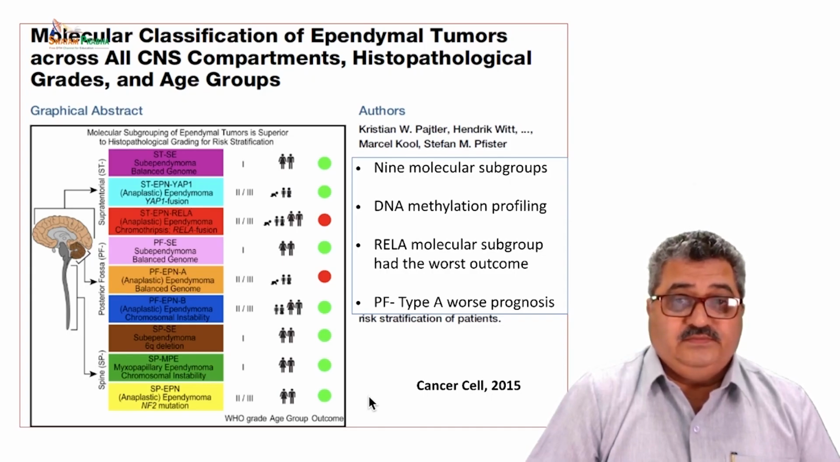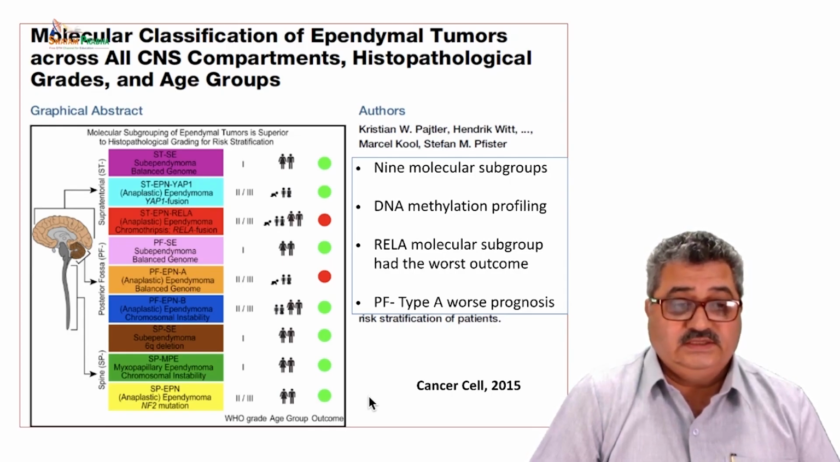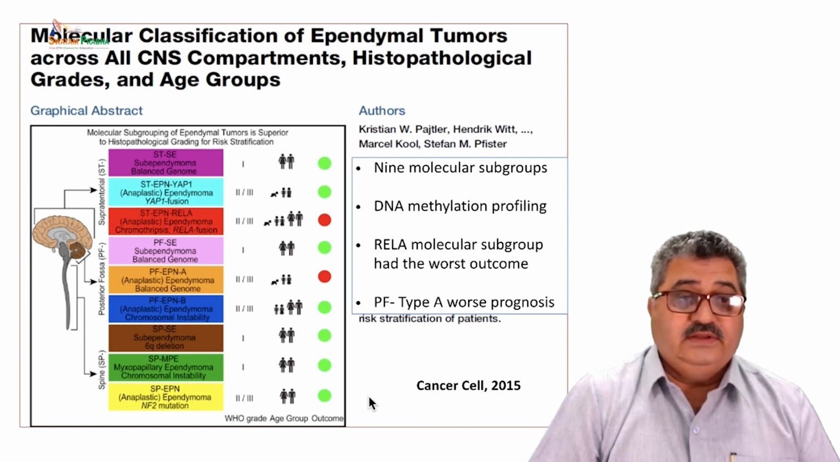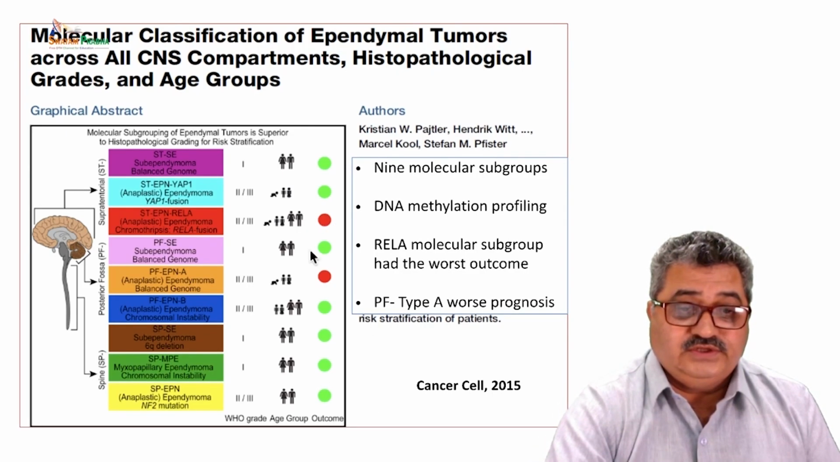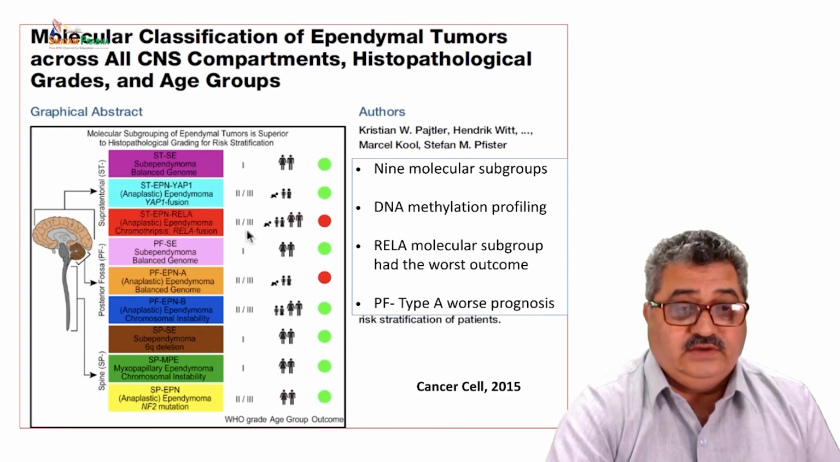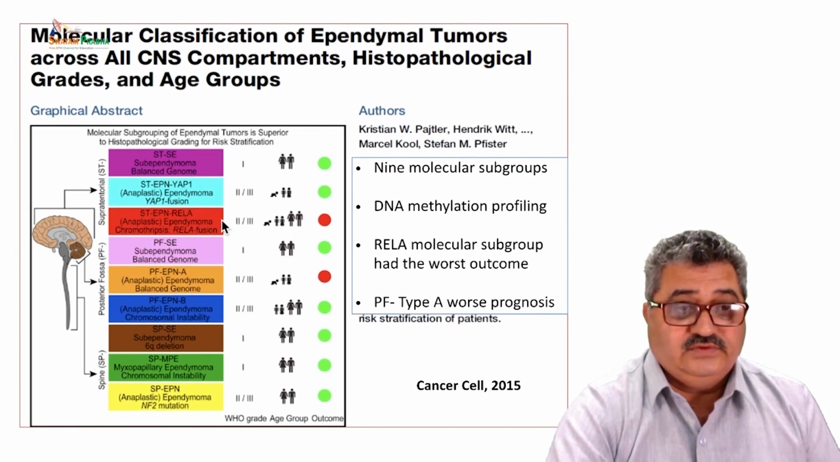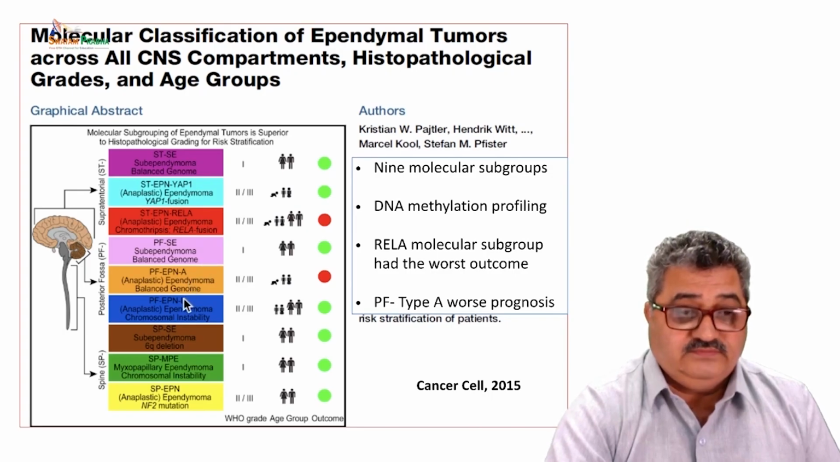In this classification, based on the methylation profile and some of the epigenetic changes, the ependymomas were grouped into 3 compartments: supratentorial, posterior fossa, and spinal. And in each compartment there was subependymoma. These 2 red ones in the supratentorial and the posterior fossa were supposed to have worse prognosis. They may be grade 2, but even as grade 2 they have the worst prognosis. They are the RELA fusion positive, and in the posterior fossa they were the type A ependymoma posterior fossa.